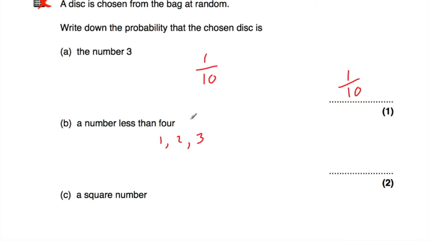They're the numbers that are less than 4. So in terms of the discs in the bag, there'd be 3 possible discs that would work out of the 10. So that'd be 3/10.